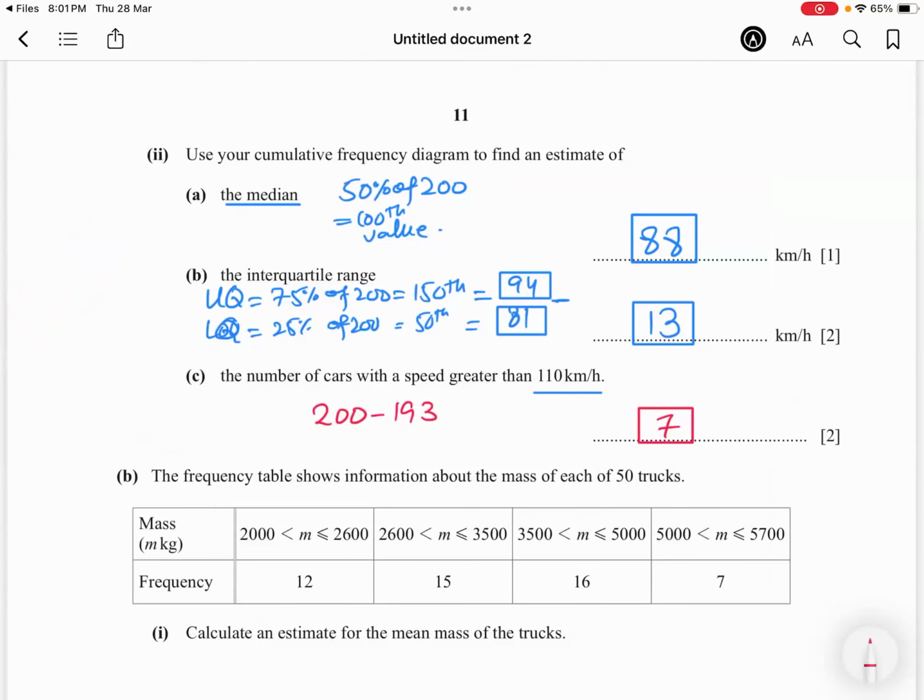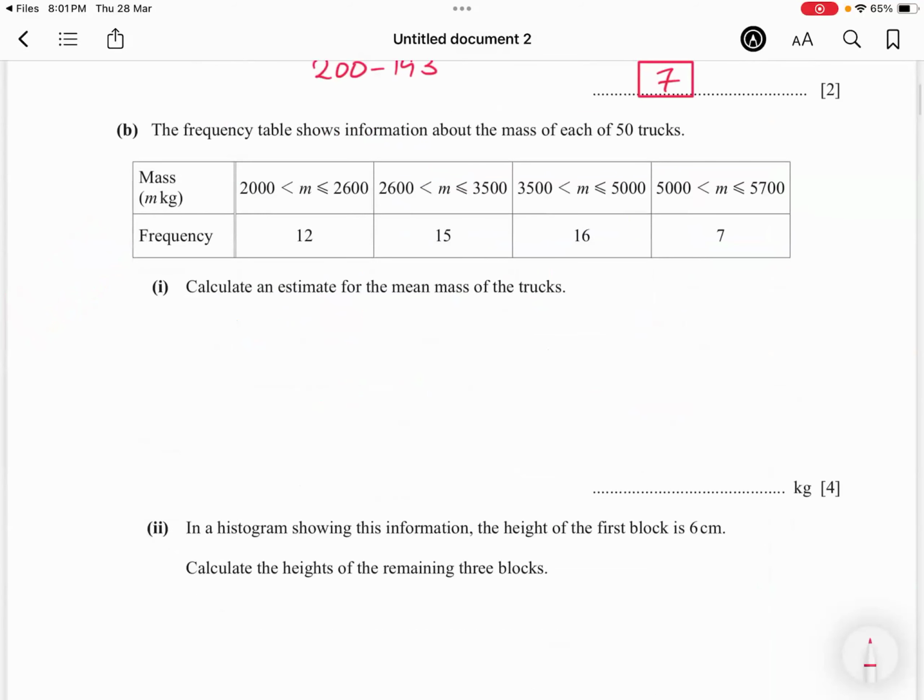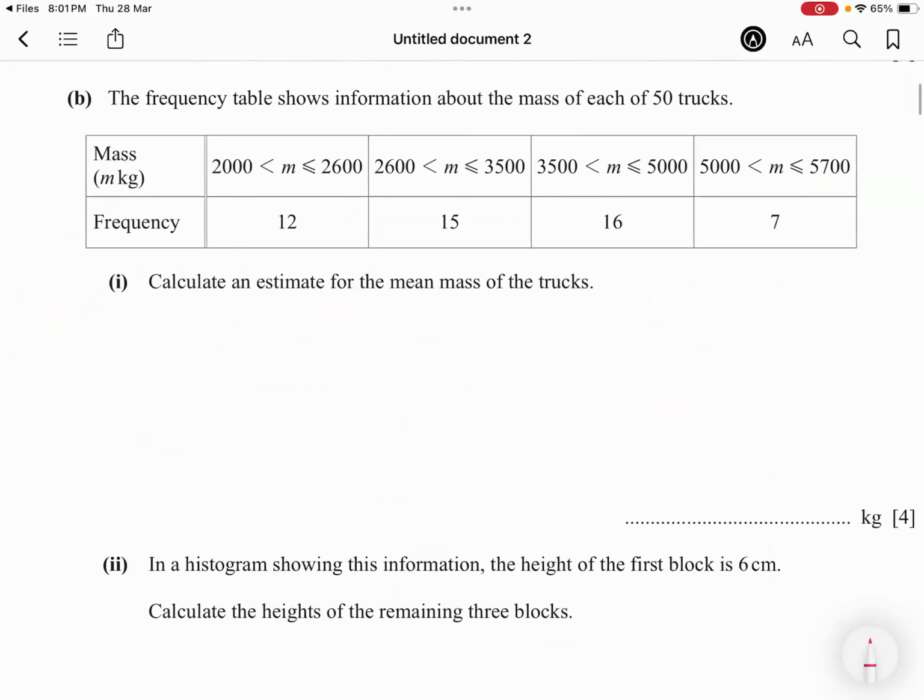Then they say that the frequency table shows information of the mass of the 500 trucks. Calculate the mean. So for the frequency table, I told you, the mean is summation fx divided by summation f. So I need fx here. So I need a midpoint here, which would be my x. So 2000 and 2600, the midpoint would be 2300.